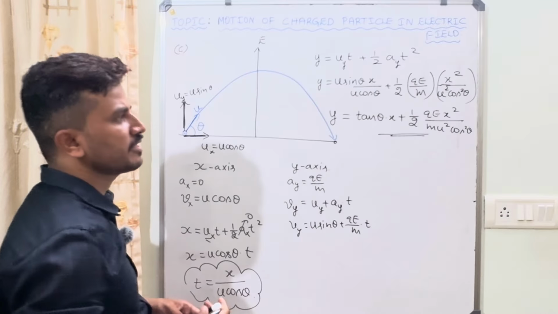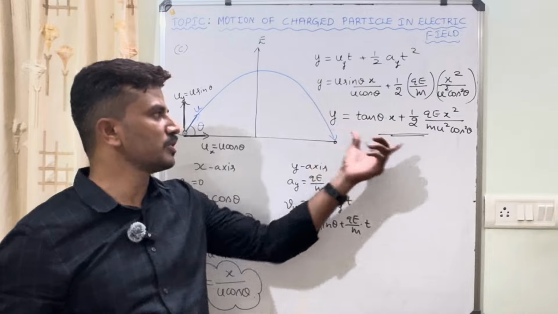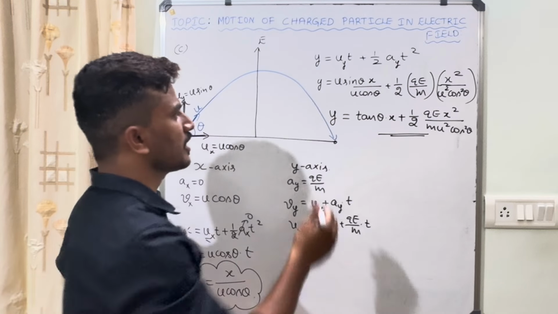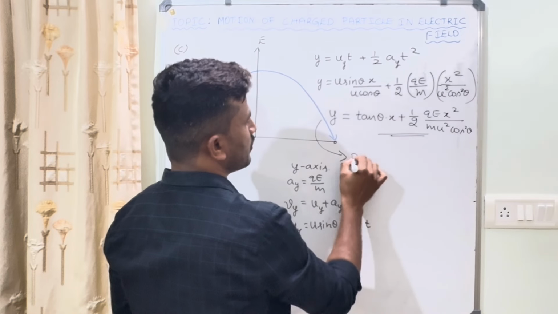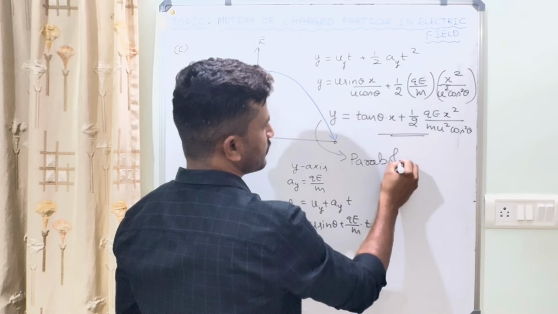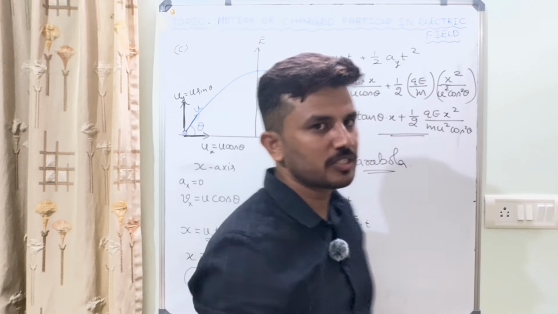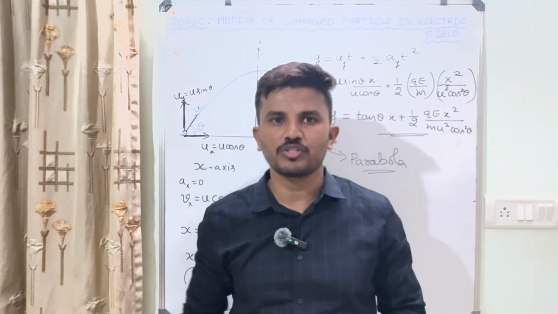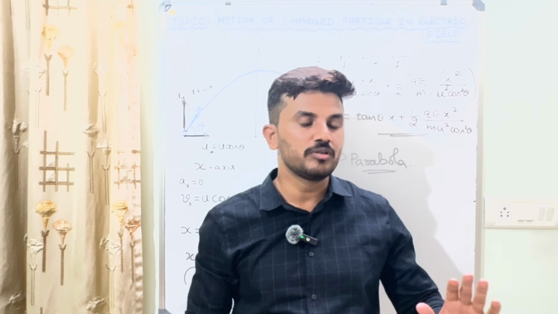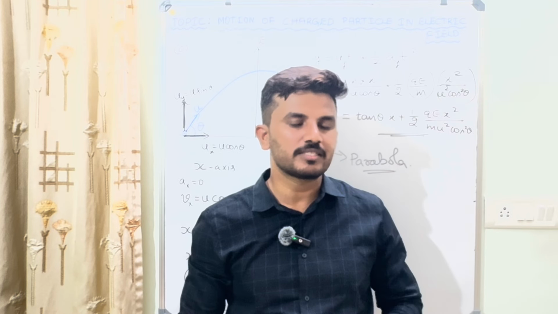So like this we get an equation which is similar to the equation of a parabola. That's why here also the trajectory of the projectile is a parabola. So this is about the motion of a charged particle in an electric field. I have explained 3 different cases up to the JEE Mains level.